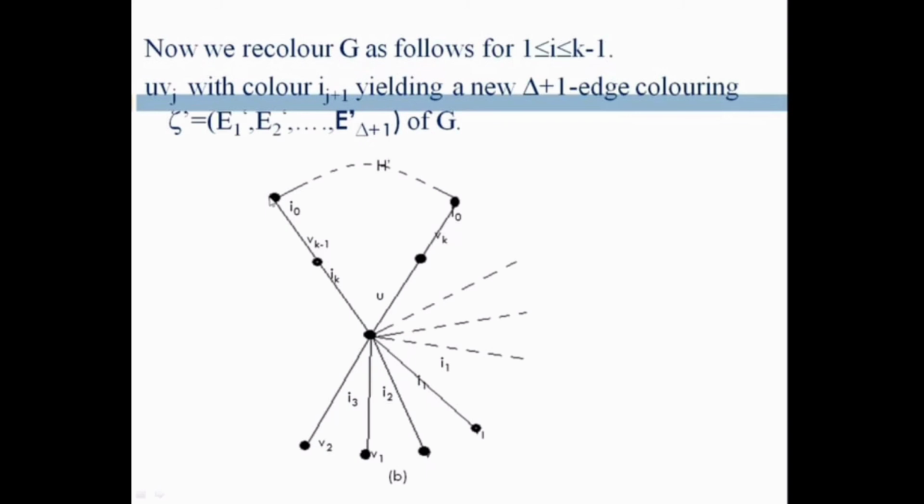Script C dash is equal to E1 dash, E2 dash, etc. to E(Δ+1) dash of G. In graph B, we now have UV1 colored with i2 and UV2 colored with i3, up to UVj colored with i(j+1). Clearly, script C dash of v is greater than or equal to script C of v for every vertex v belonging to V, and script C dash is also an optimal Δ plus 1 edge coloring of G.